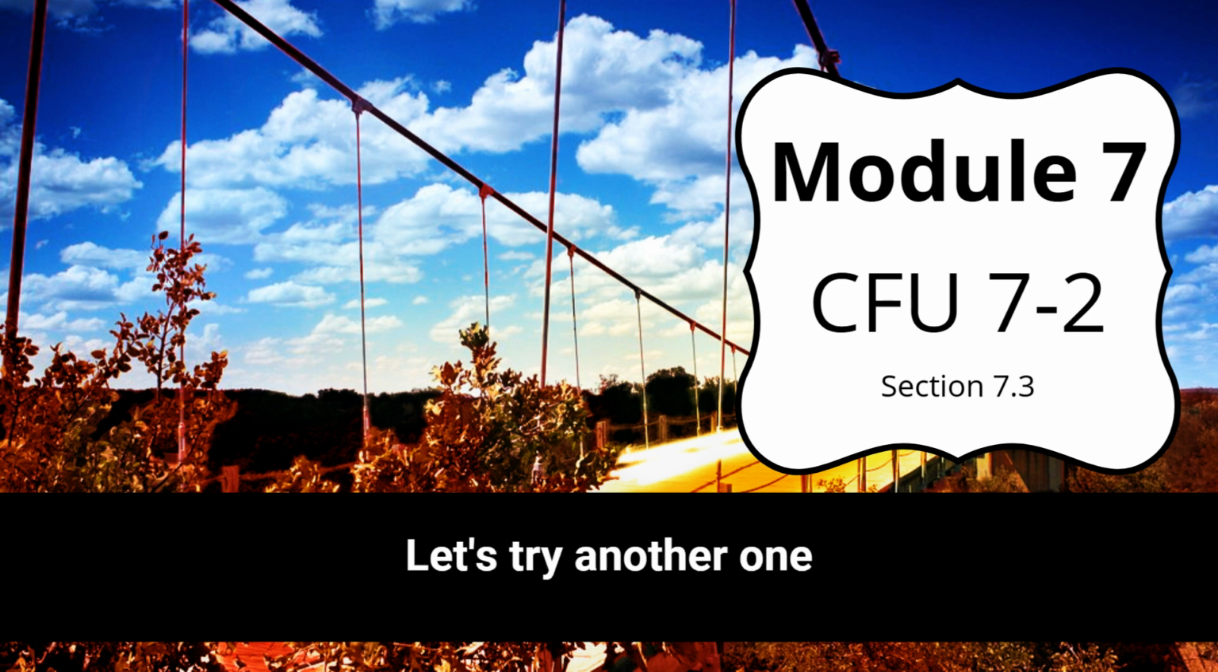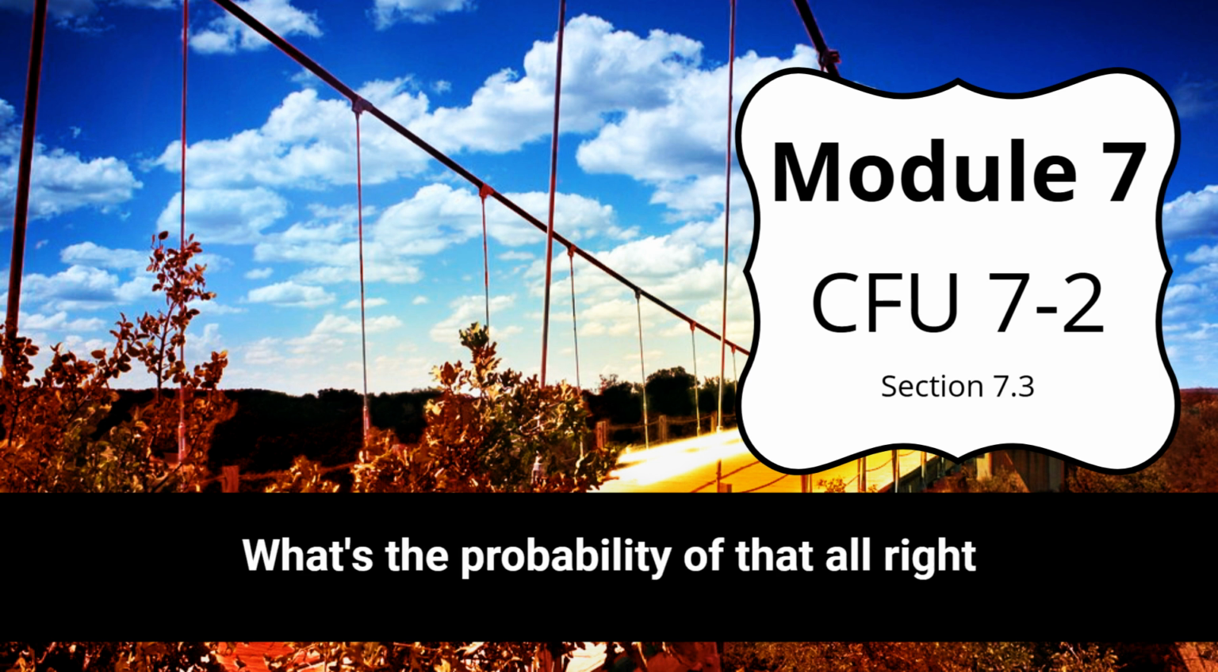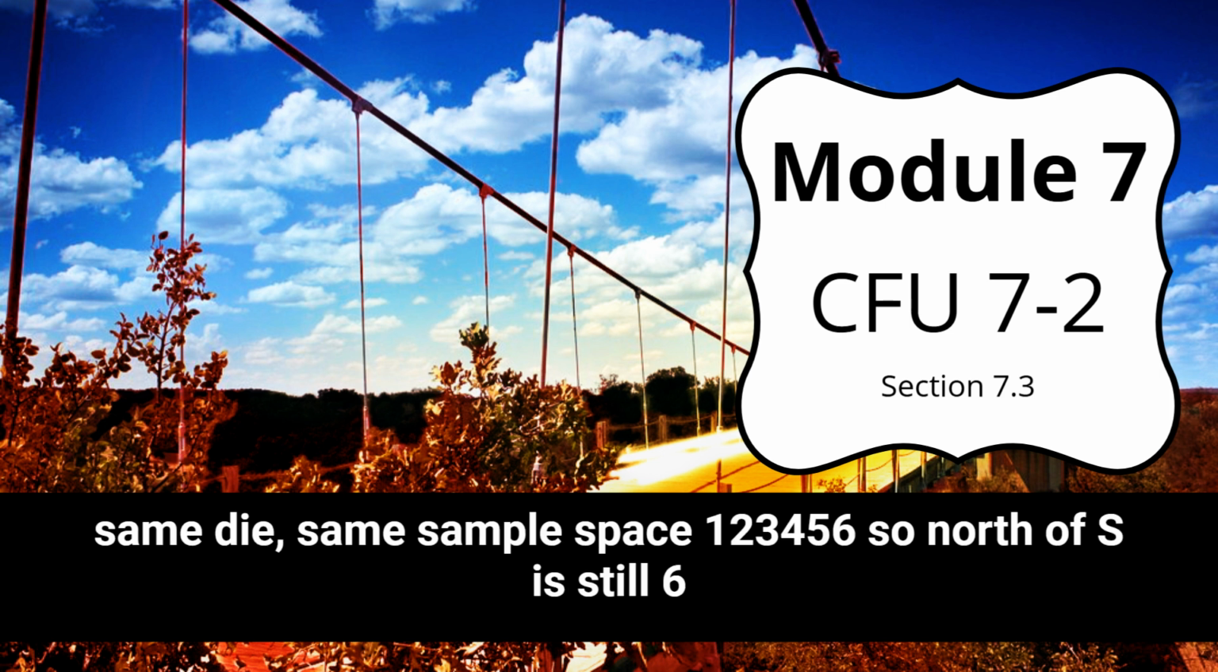Okay, I'm feeling good about this. Let's try another one. What about rolling an even number? What's the probability of that? All right, same die, same sample space. 1, 2, 3, 4, 5, 6.